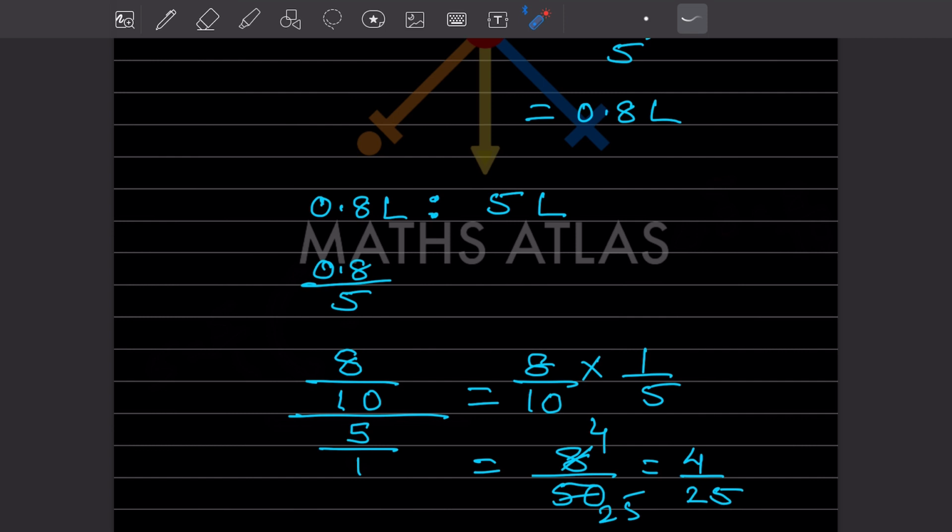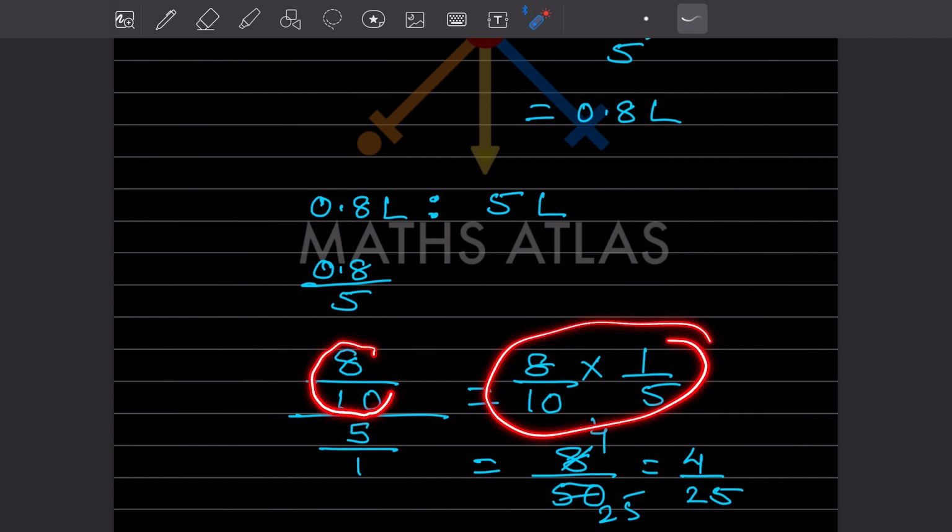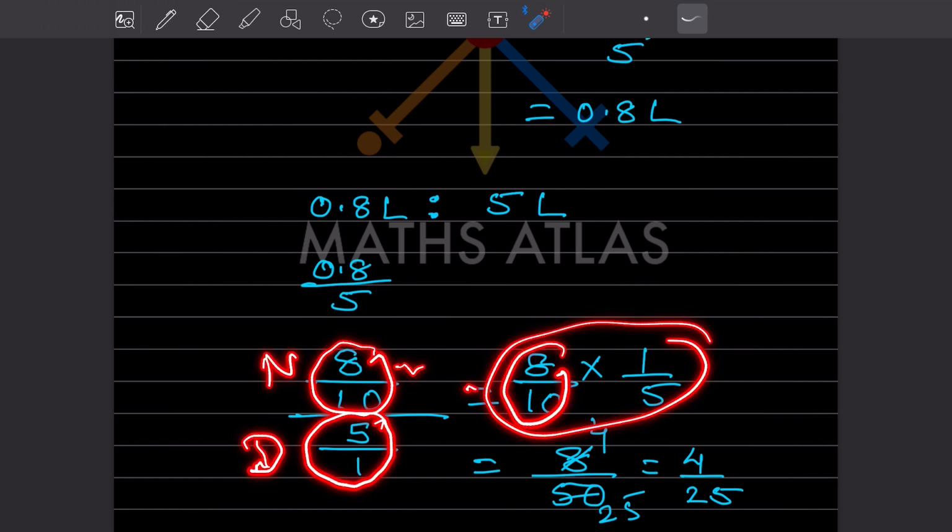So now what are you going to do? Look at this calculation first. Now this 8 by 10 is in the numerator. And this 5 by 1 is in the denominator, right? So now look at here. The numerator we are going to write as it is. But here, the denominator, what it gets, I want to take it up.